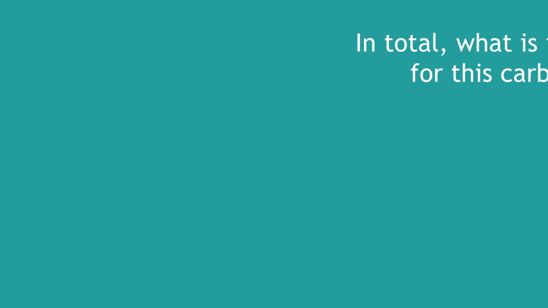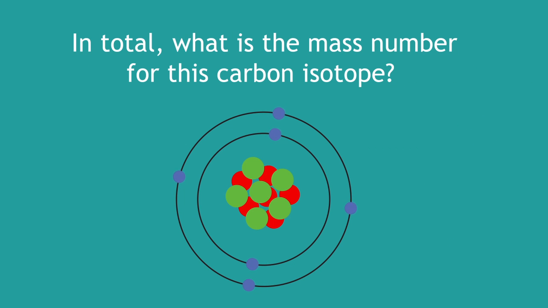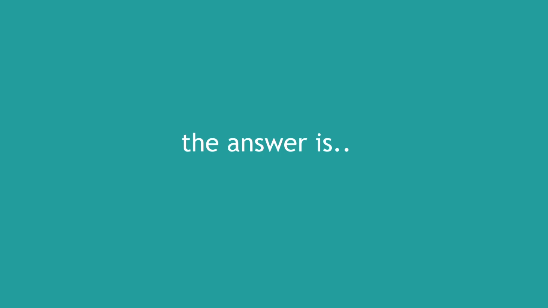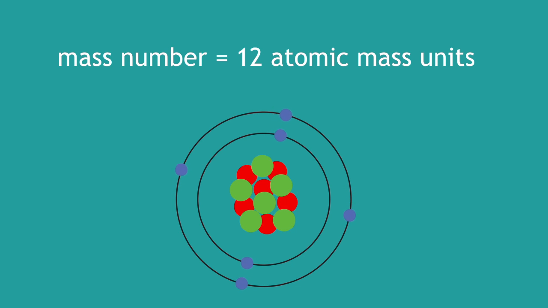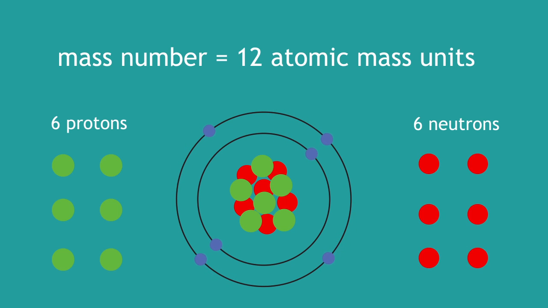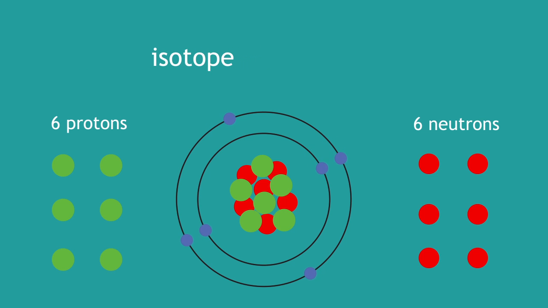So, in total, what is the mass number for this carbon isotope? Pause, think, and continue when ready. The answer is, the mass number is 12 atomic mass units. That's 6 protons and 6 neutrons, and the isotope is called carbon-12.